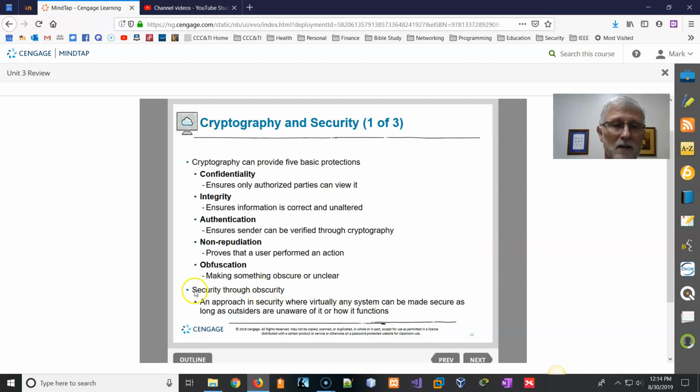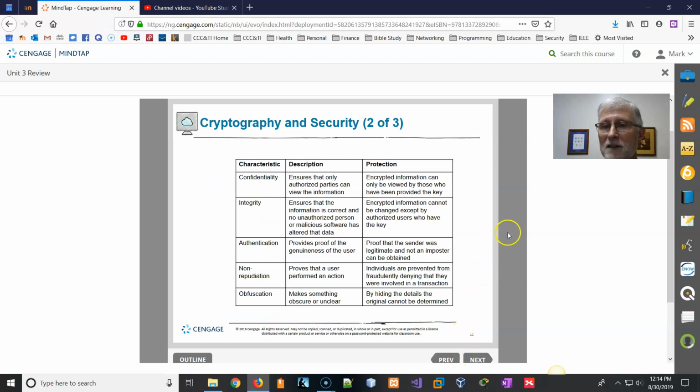So you may hear security through obscurity. It's an approach in security where virtually any system can be made secure as long as outsiders are unaware of how it functions. So that's kind of what we're trying to do. We're trying to make sure that you don't know how security is being provided, which then says, I probably can't get there. The disadvantage is it really obscures everything from everybody. Probably it depends on how bad what's inside is and how much somebody's willing to pay.